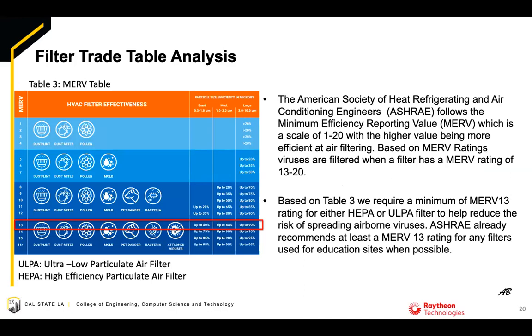Generally speaking, the higher you go up the MERV scale, the smaller the particles you're able to filter out and with higher efficiency. Based on this table, we can observe that the absolute minimum MERV rating needed to filter out the viruses is 13. This rating can be applied to either high efficiency particulate air filters or ultra low particulate air filters, which we will discuss in the next slide.